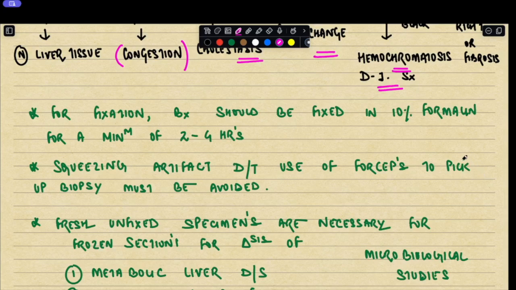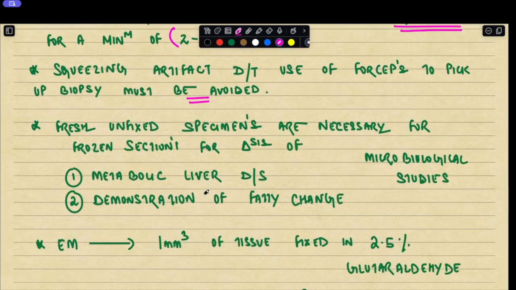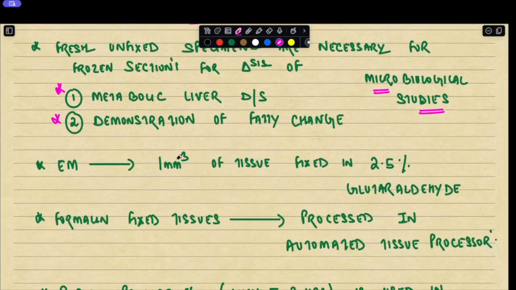Now remember, for fixation, the biopsy should be fixed in 10% formalin, very important, for a minimum of 2 to 4 hours. Squeezing artifact due to the use of forceps to pick up the biopsy must be avoided. Fresh and unfixed specimens are necessary for frozen sections, which are carried out for diagnosis of metabolic liver disease like hemochromatosis or Wilson's disease, or for demonstration of fatty change. Also it might be used for microbiological studies. For electron microscopical studies, like in case of alpha 1 antitrypsin deficiency, a 1 millimeter cube of tissue should be fixed in 2.5% glutaraldehyde.